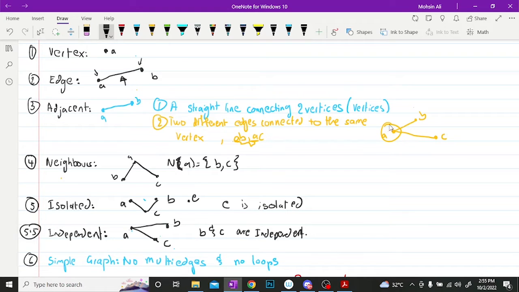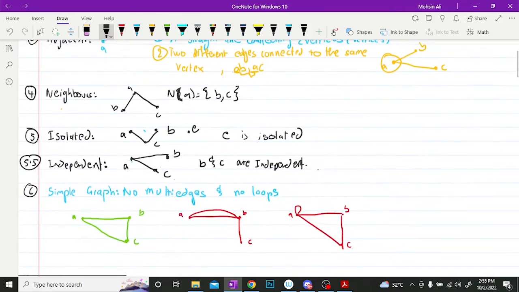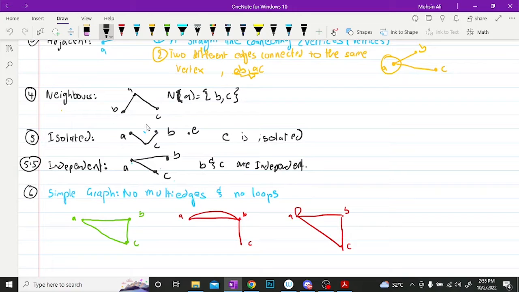If there is a common vertex and there are two edges connecting that common vertex, then we say that there are adjacent edges. For neighbors, you just say that every vertex which is connected to some common vertex is called a neighbor. So the neighbors of A would be B and C. Isolated is any vertex which is not directly connected to any of the other vertices in the graph. Independent is where there's no edge between two vertices, for example, B and C.